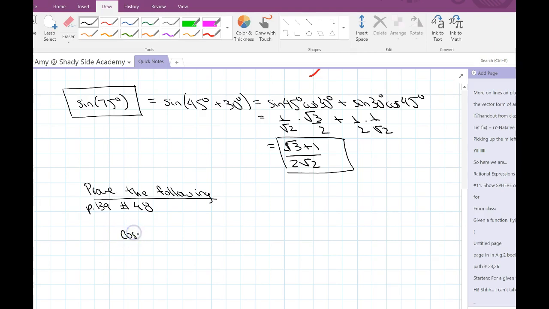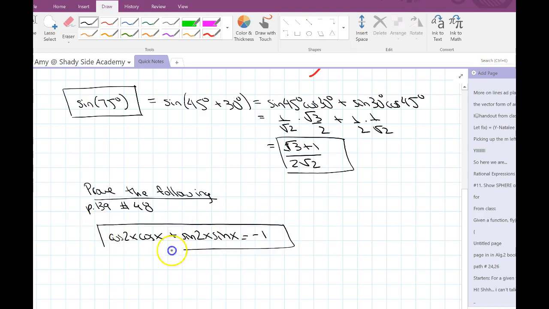Okay, the identity is this one, the cos of 2x. Prove the following. Number 48 says the cosine of 2x times the cosine of x, plus sine of 2x times sine of x equals negative 1, okay? Prove this identity.